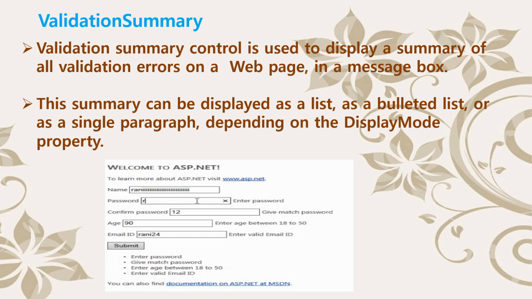Validation summary control is used to display the summary of all validation errors on a web page in a message box. And the display of this summary can be as a list or as a bulleted list or as a single paragraph, depending on the mode that we select in the display mode. And the form is given over here with the validation summary.